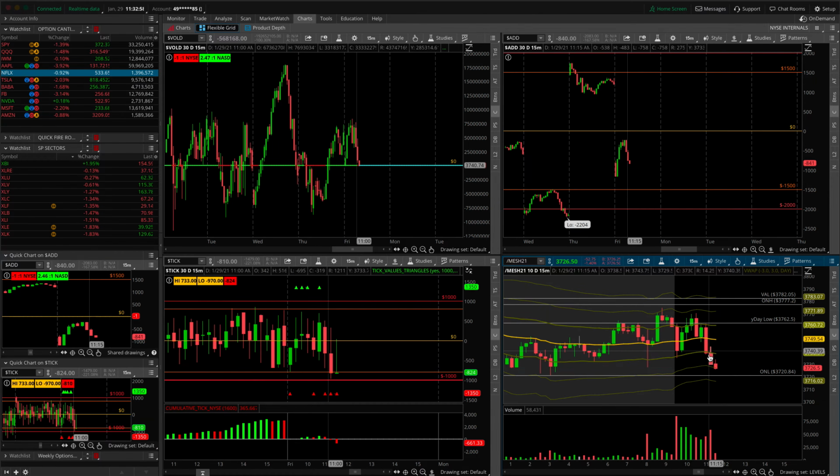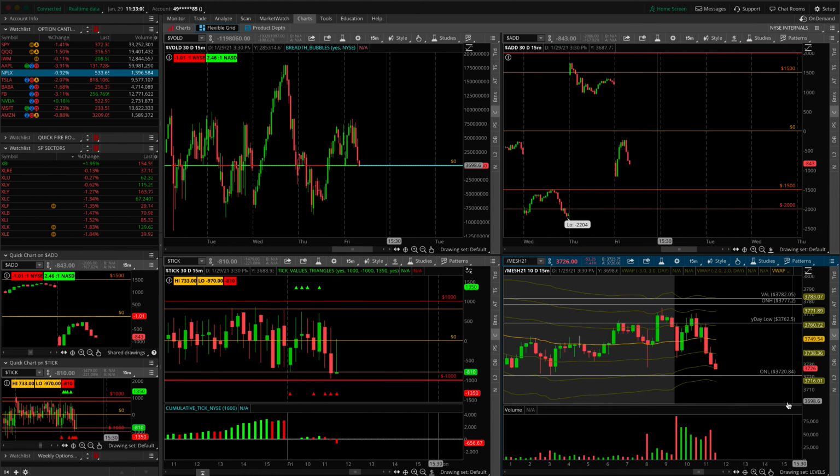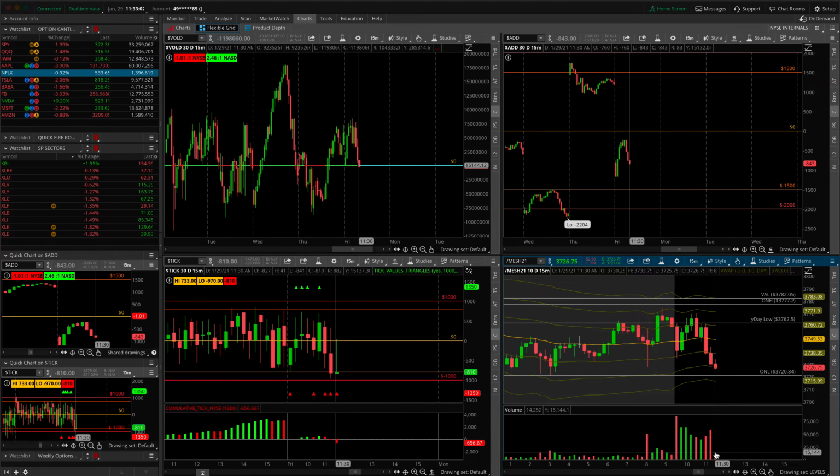So 3 pretty aggressive red candles in a row. Volume starting to lighten up a little bit. Of course, we did just start a new candle and we're pretty fresh into it. But you can see ticks here starting to go.